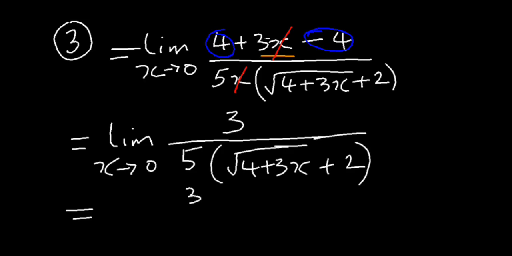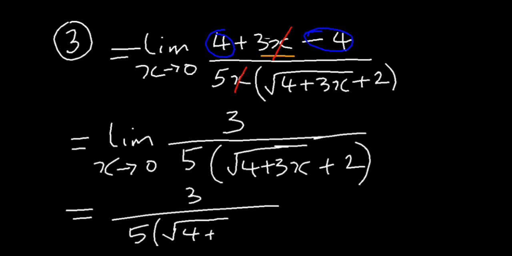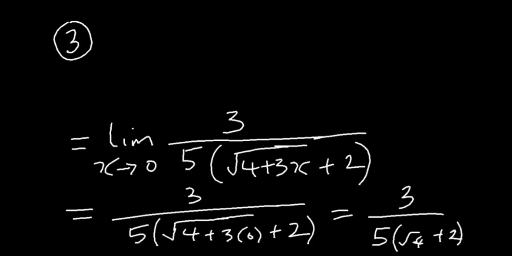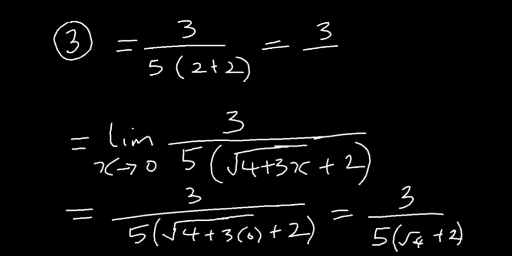We'll have 3 over 5 into square root of 4 plus 3 into 0 plus 2. And this will be 3 over 5 into square root of 4 plus 2. Square root of 4 is equal to 2. So our answer will be 3 over 5 into 2 plus 2. So this will be 3 over 20. Hope this is clear. Thank you.